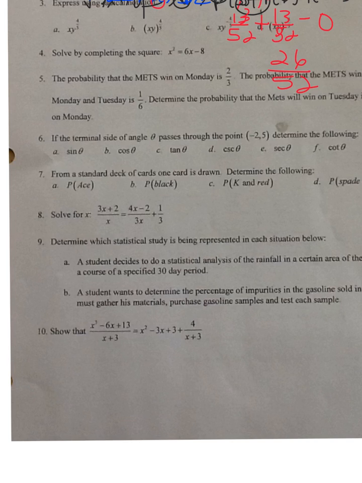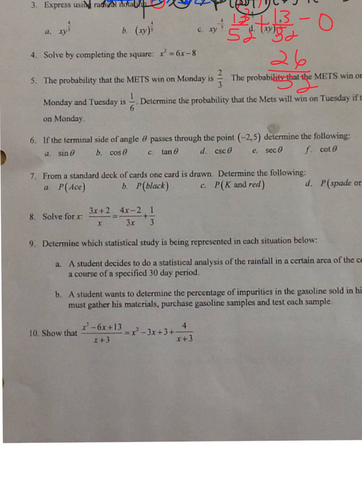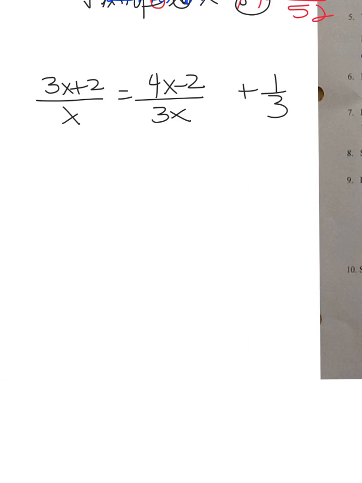Okay, so number 8 says solve for x. Remember this is called a fractional equation. What you want to do is get rid of the denominator. So let me rewrite this. What I want to do is get rid of the denominators. So I say to myself, I'm going to start over here on the left side with my x down here. What do I need in the numerator to get rid of the x? I need an x. So that means I have to multiply everything by x.